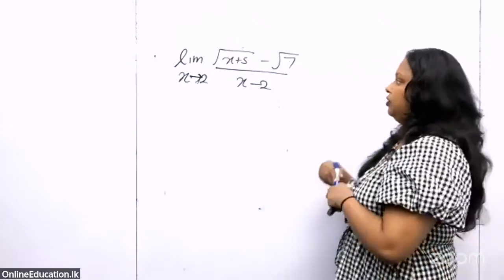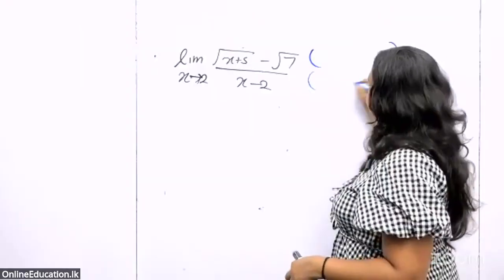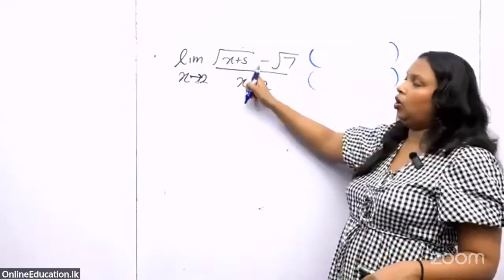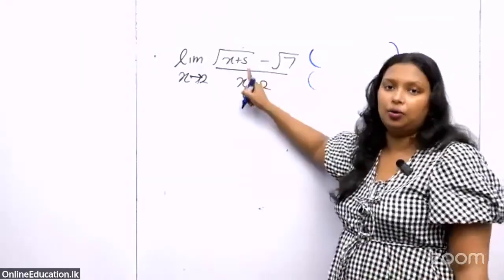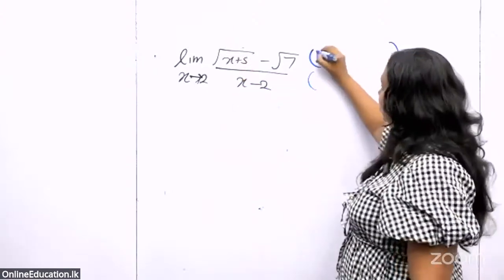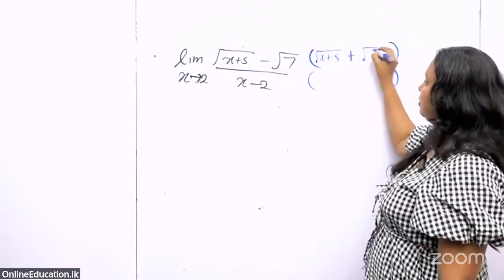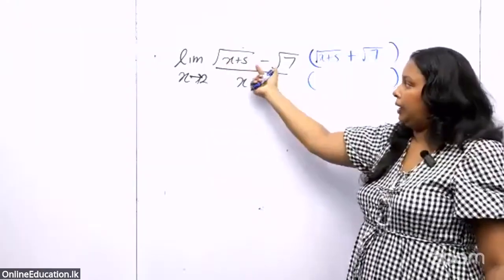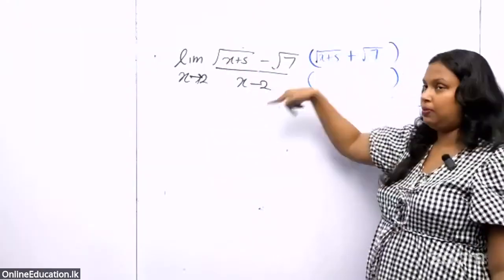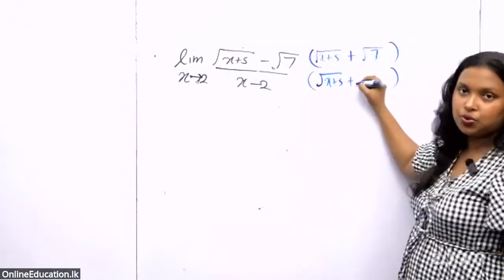Clear? Right. So what I have to do is multiply both denominator and numerator by the conjugate of the line that has the square root. So multiply by root x plus 5 plus root 7. Conjugate means if it is minus, you change the sign to plus. If it is plus, you change the sign to minus. Root x plus 5 plus root 7.